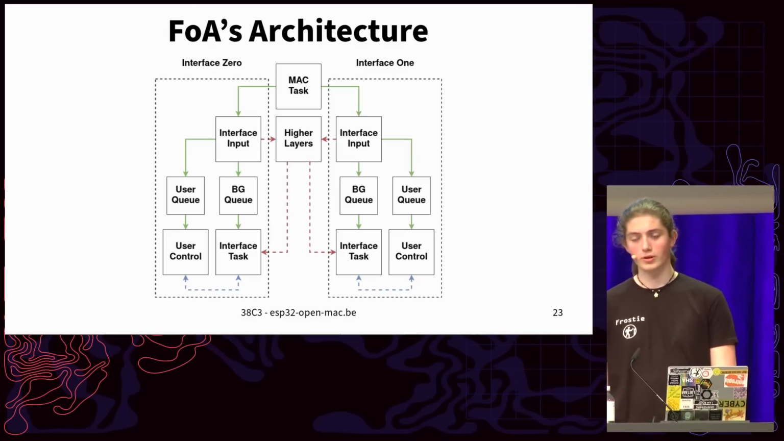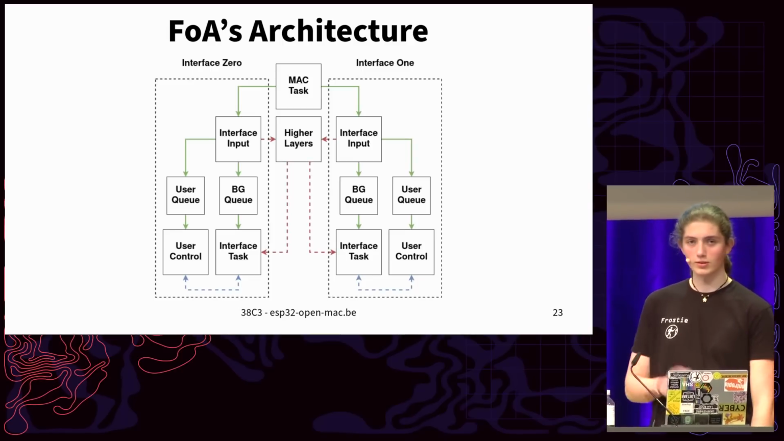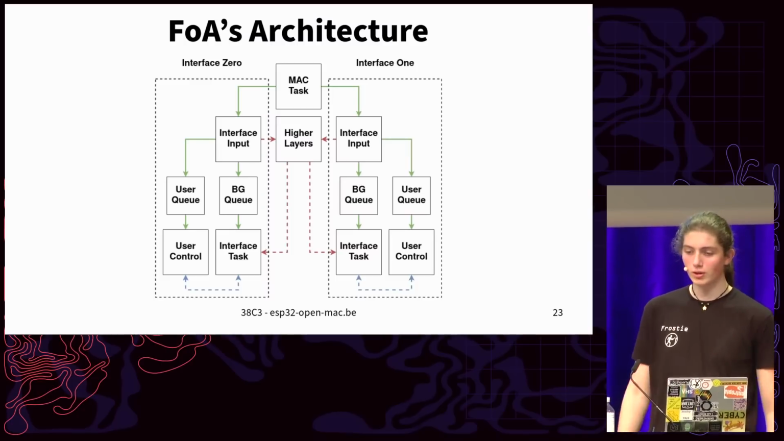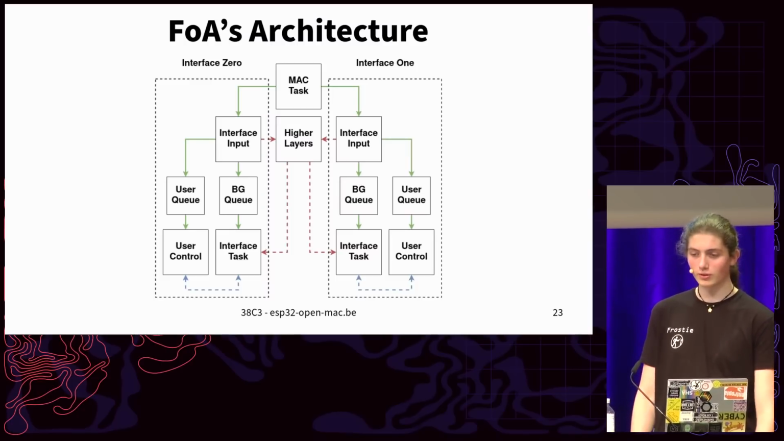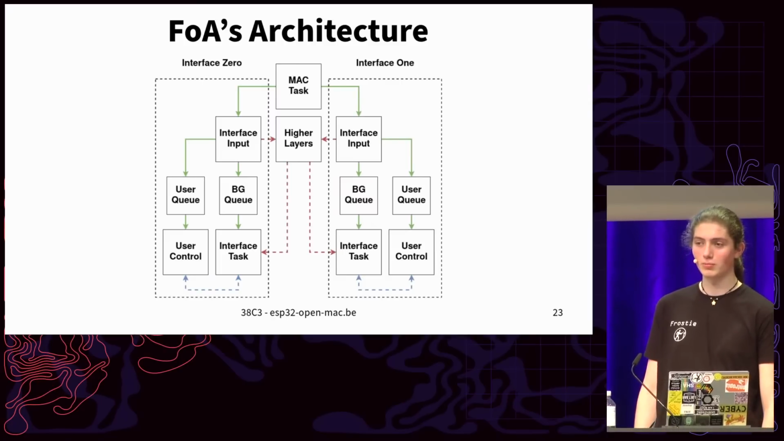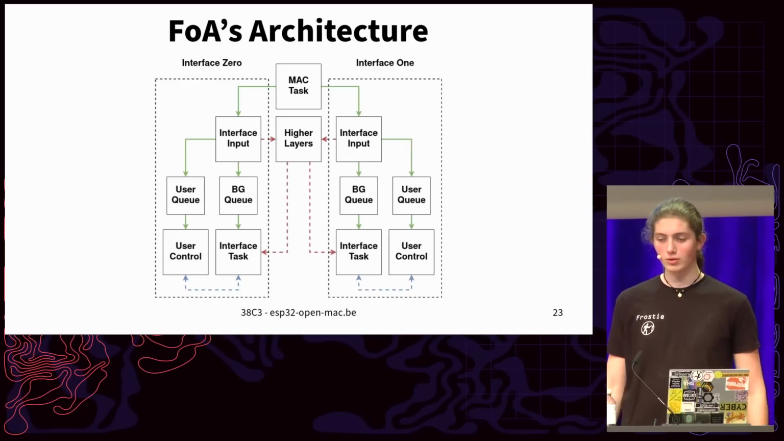If it's for a user operation, like the user said, connect to this network over there, then we route all the frames to the user queue, so that user control can process it. If it's something for background operations, so the background task said, hey, the RSSI of this network is bad, I will look for another access point from the same network which has better signal strength, then we'll put it into the background queue, and so it can be processed by the interface task.